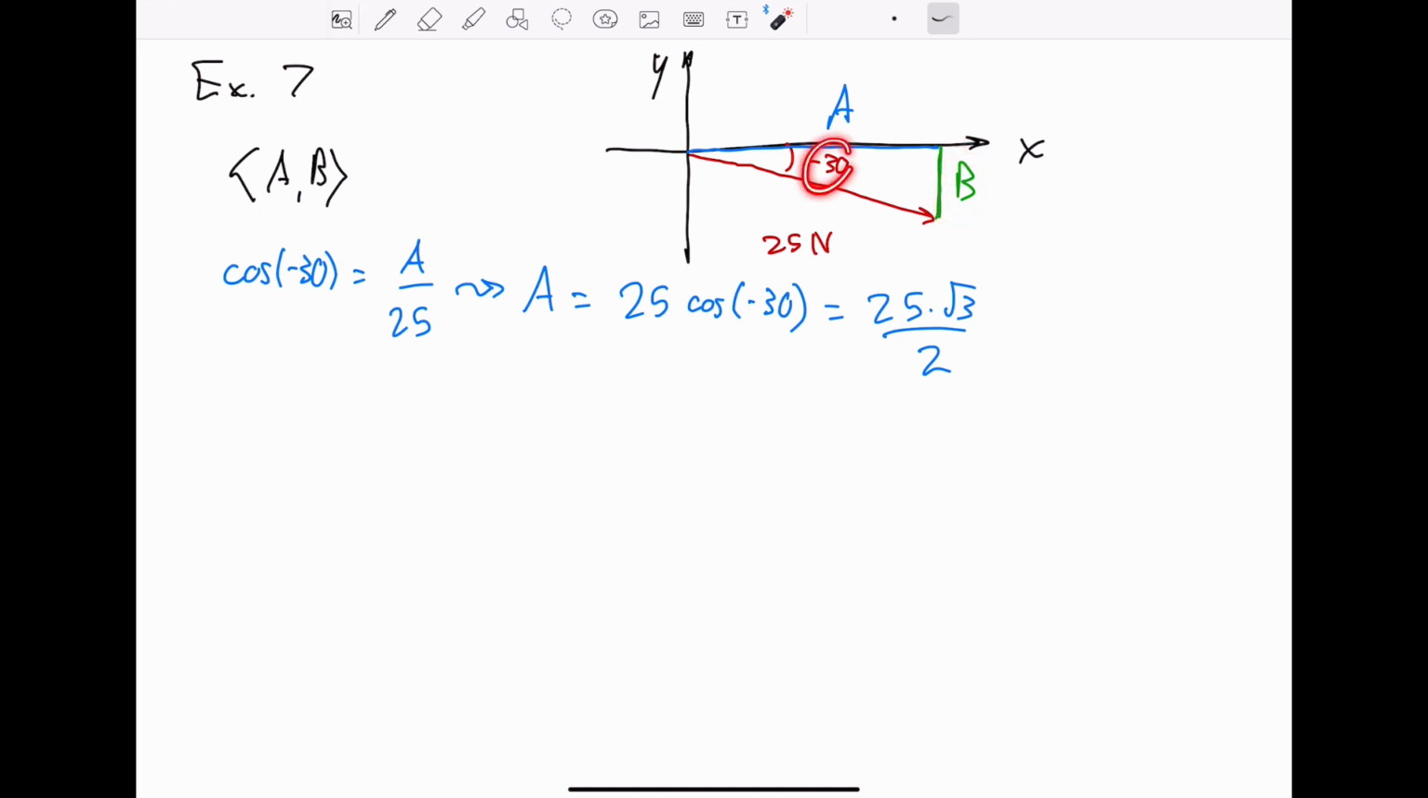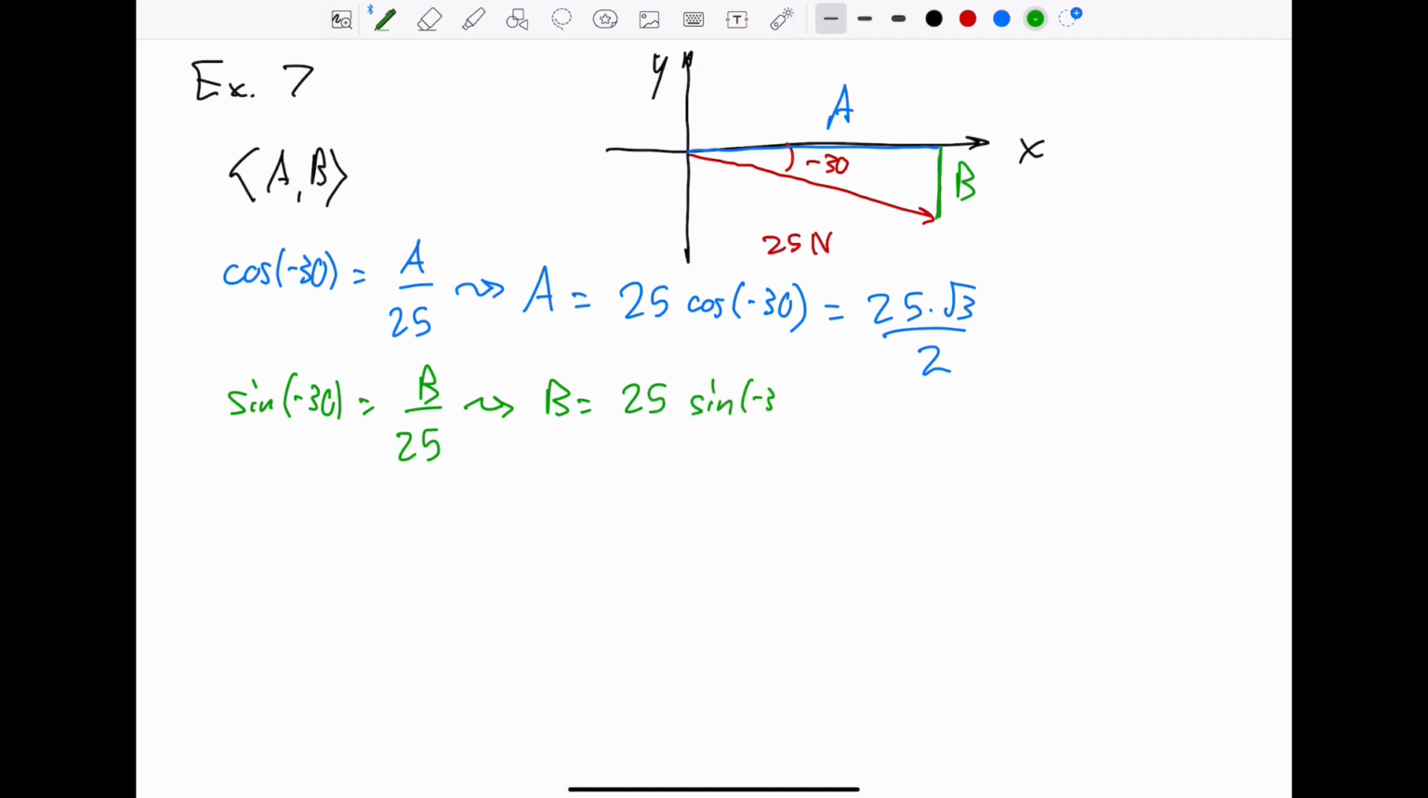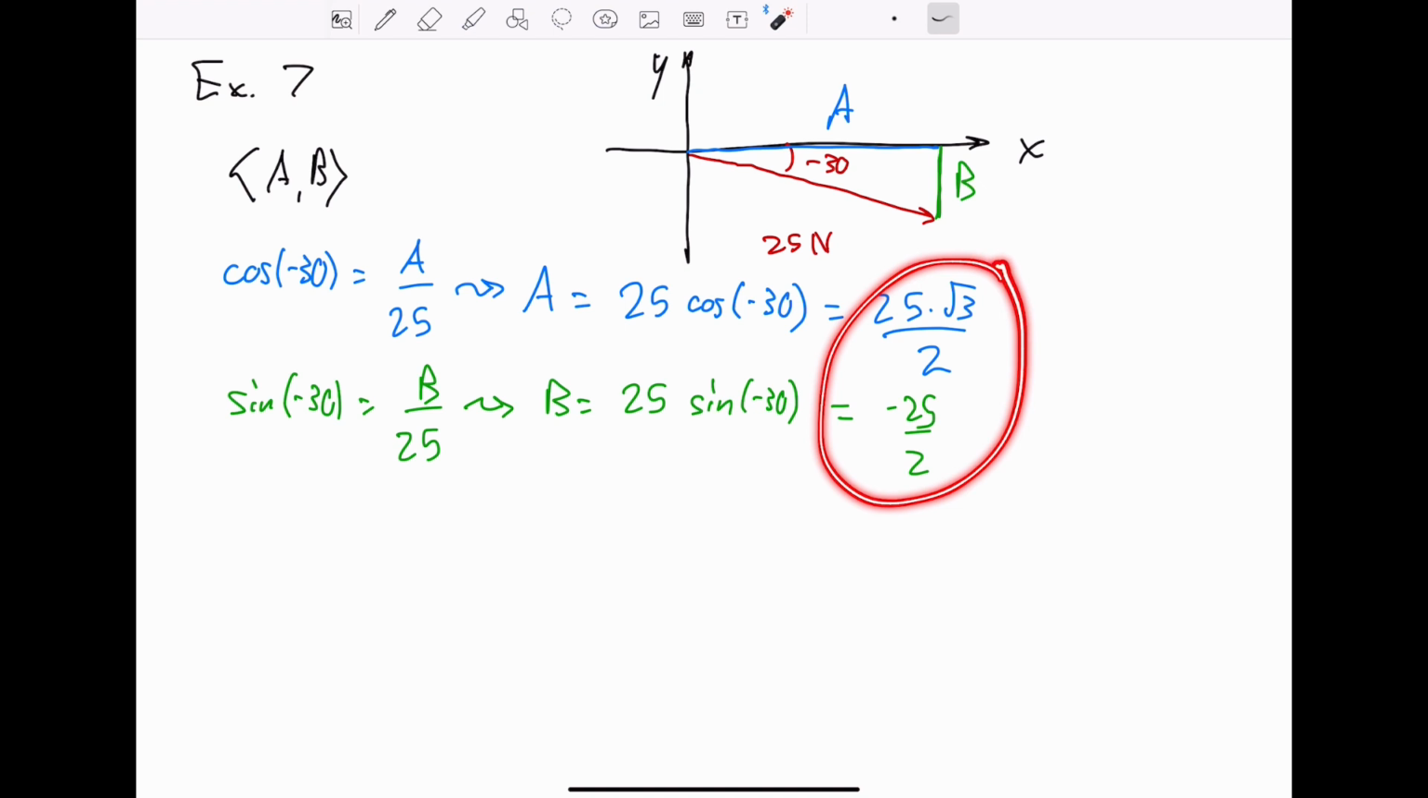The relationship between the angle, the hypotenuse and B is sine. We can say sine of negative 30 equals the opposite, B, divided by the hypotenuse, 25. Once again, solve for B by multiplying both sides by the hypotenuse: 25 times sine of negative 30. Sine of negative 30 is negative 1/2. So we have negative 25 divided by 2. Here are the vertical and horizontal components of the force.